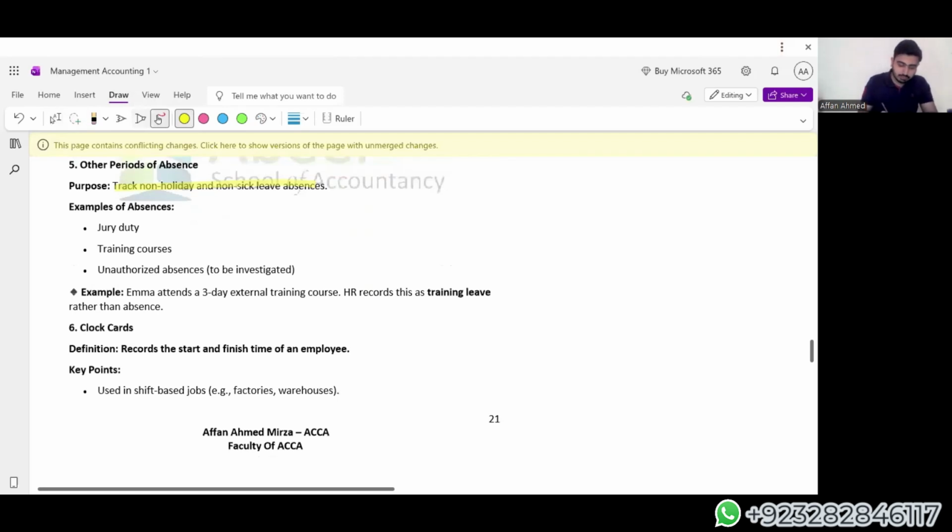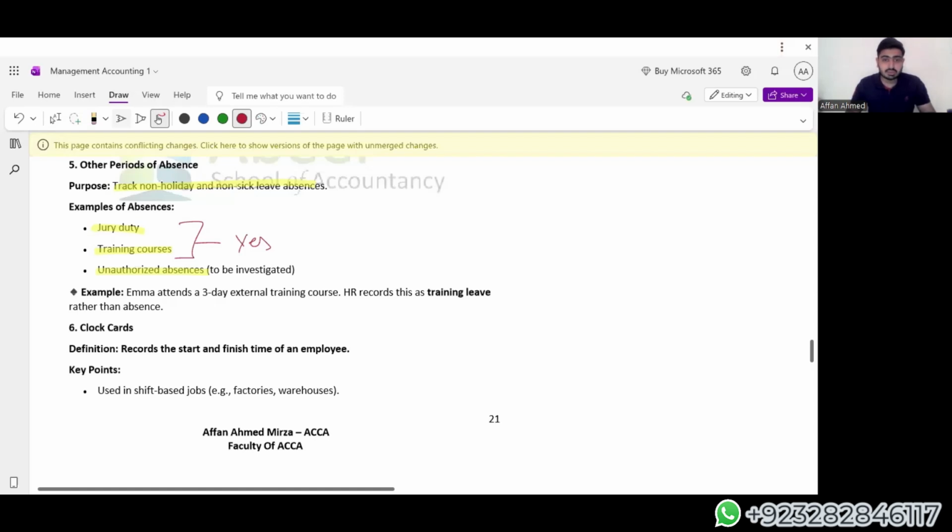So in the example of absences, jury duty, training courses, and authorized absences can be there. Now, in the situation of training and jury duty, this is a statutory requirement or the requirement of the company. So should the employee be paid? Yes, because these are legal requirements or the company's own doings that we have fulfilled. So they should be paid for this.